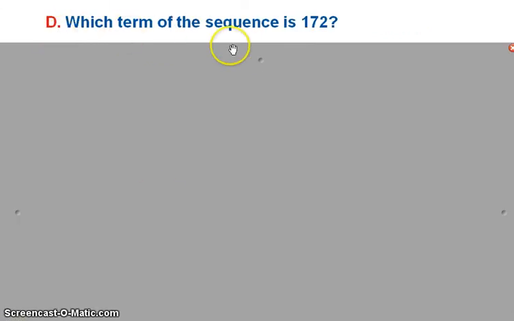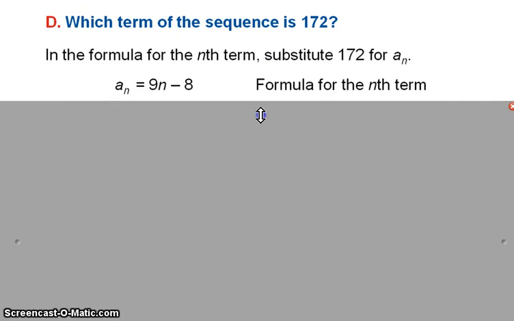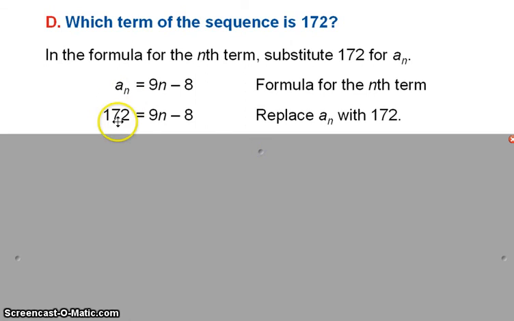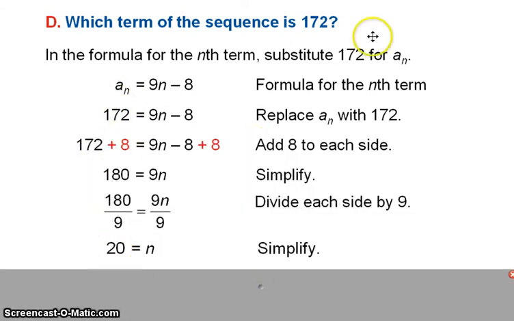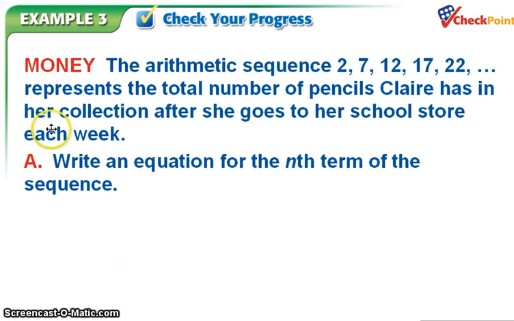And then D, which term of the sequence is 172? So now we've changed it up a bit. Let's go back to our formula. They're saying what term, what is n, if we have 172? So we're plugging in 172 right here, solving for n, and we know that 172 is the 20th term. So in this case, we're solving for n. All right, so you now have 4 pieces, and that's one example. They want you to check your progress.